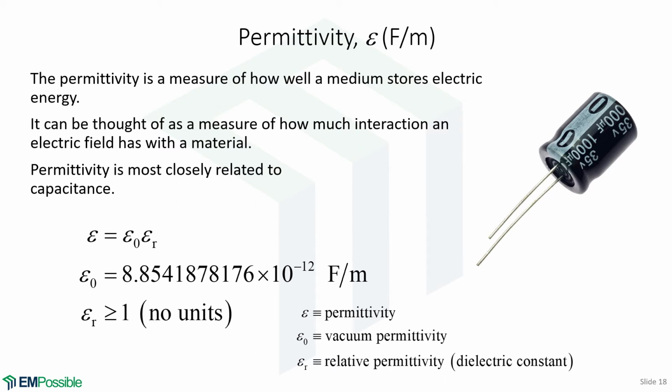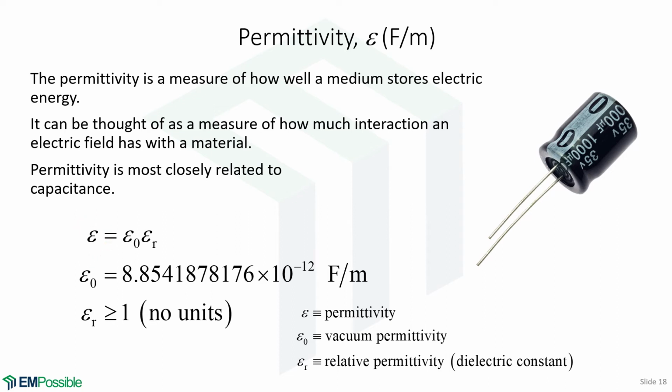And in fact, the permittivity accounts for both the ability of a vacuum and matter to store electric energy all at the same time. We can loosely think of it as a measure of how much the electric fields interact with a material. But fundamentally, it's how well a medium stores electric energy. From circuit theory, we know that capacitors store electric energy. So permittivity is most closely related to capacitance.